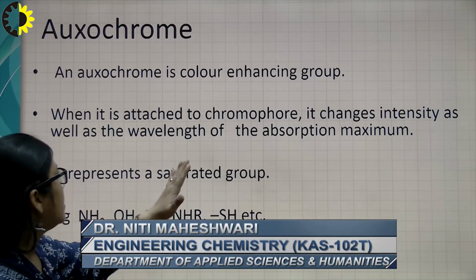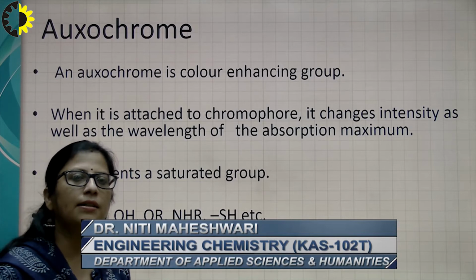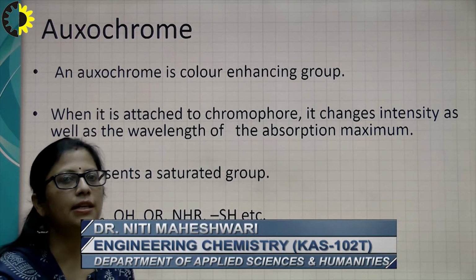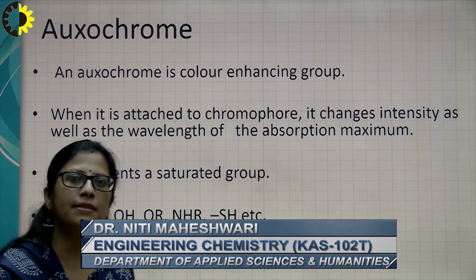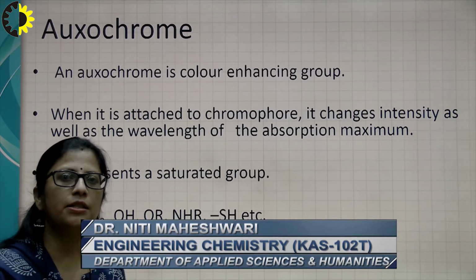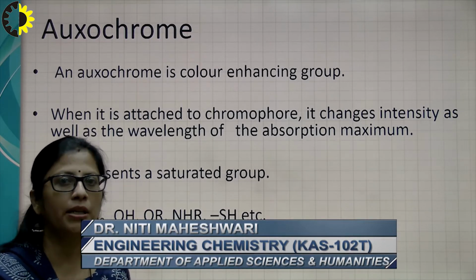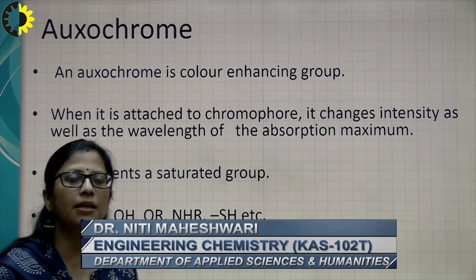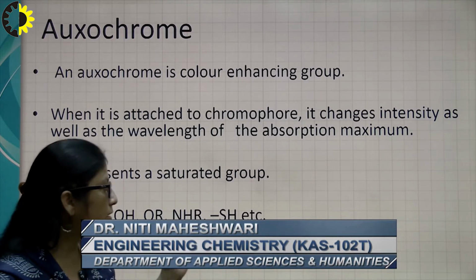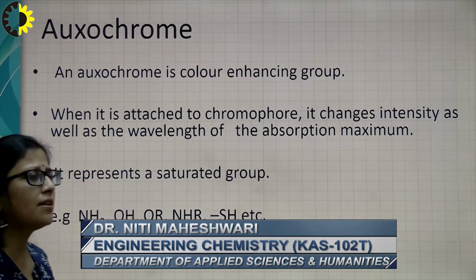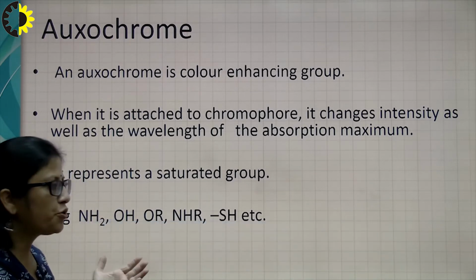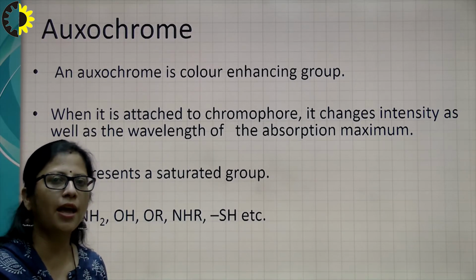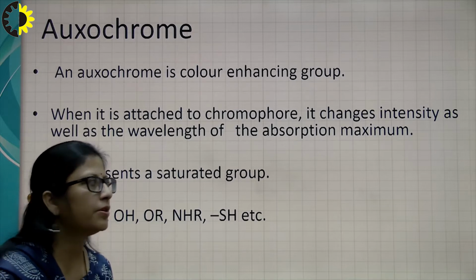Now when these auxochromes get attached to the chromophore, they change the intensity of the chromophore, they intensify the color produced by the chromophore. It is due to their ability to extend conjugation. Certain groups which act as auxochromes are NH2, OH, OR, NHR, SH. There are various groups which can act as auxochromes.